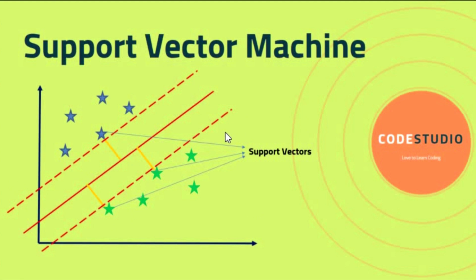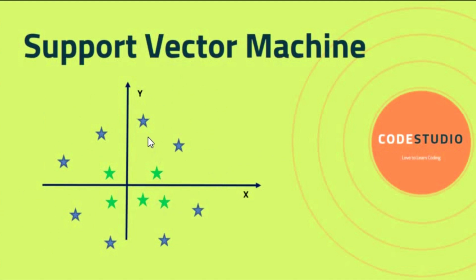We can also have non-linearly separable points, like these. Basically I have two axes, x and y, and now these data points are placed like this. So these points are non-linearly separable. So how do we separate or classify these points using SVM?